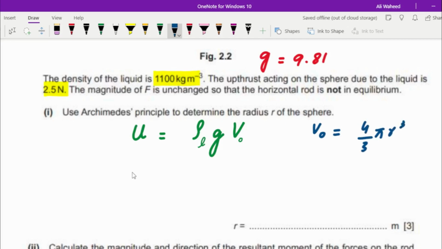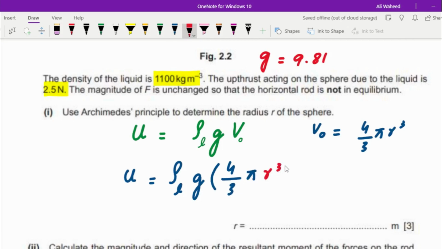So what we write is, we write U as it is, we'll insert the value of U, we'll insert the value of density of liquid, we'll insert the value of gravitational field strength, and instead of volume we can write 4 over 3 pi r cube. So from this equation you'll realize that all the other variables are given. The value of U is given 2.5, this thing is given 1100, this thing is given 9.81, 4 over 3 is constant, pi is constant, and you can find the value of r cube. Then you can take cube root on both sides and you'll be getting the value of the radius.